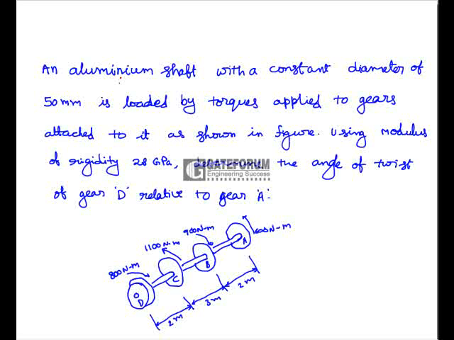Here a shaft is fixed with the different gears A, B, C and D, and the torque applied on gear A is 600 Nm, B is 900 Nm, torque on C is 1100 Nm and torque on D is 800 Nm. So here we will have to find out the angle of twist between A and D, that is the total angle of twist of the shaft.